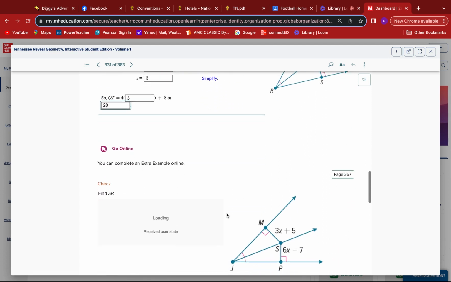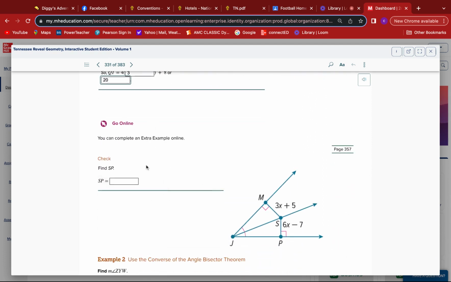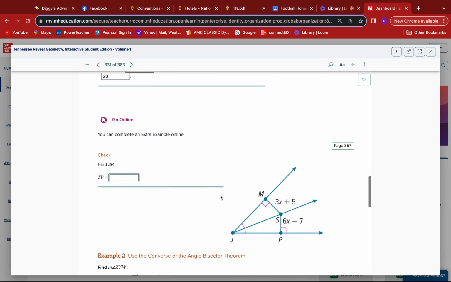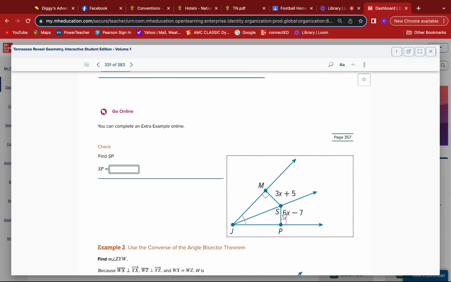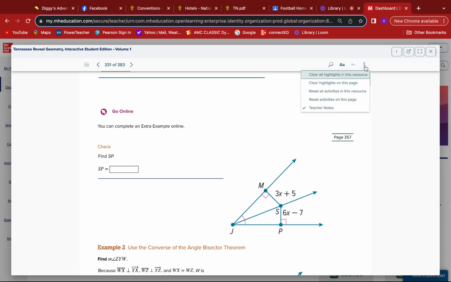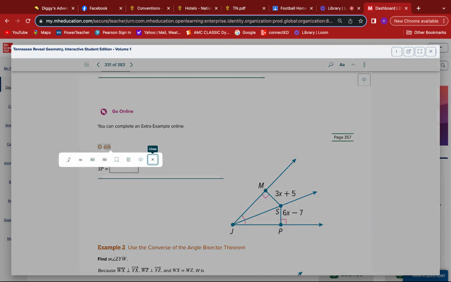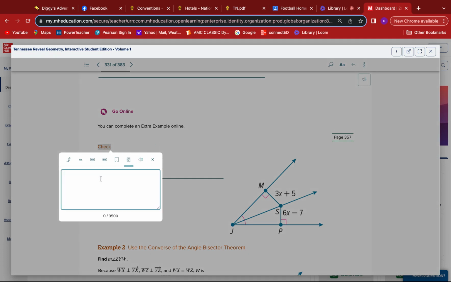We did great. All right, one other example, go online. Here is a check. All right, so we are trying to find SP. And since this is an angle bisector, these two parts, M to S and P to S, are congruent to each other. So I'm going to check to make sure my teacher notes are on, and I am going to add a note to set them equal to each other. 3x plus 5 equals 6x minus 7.